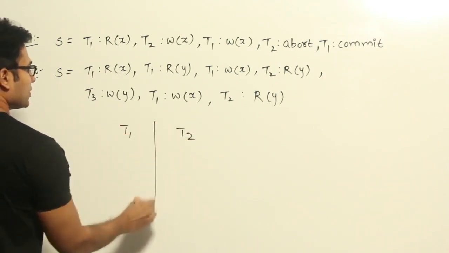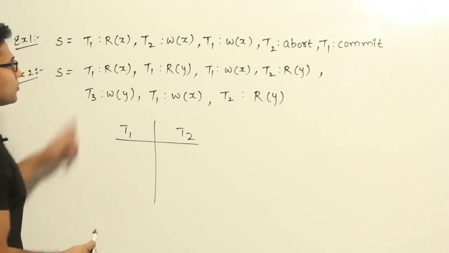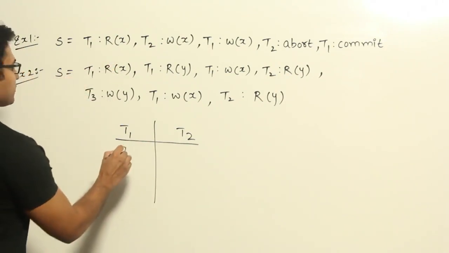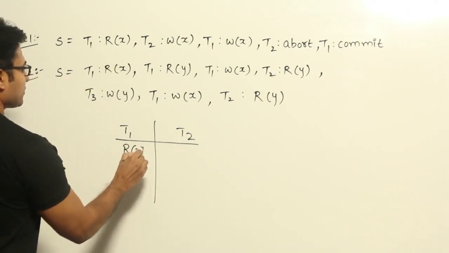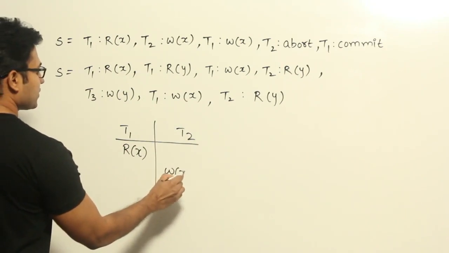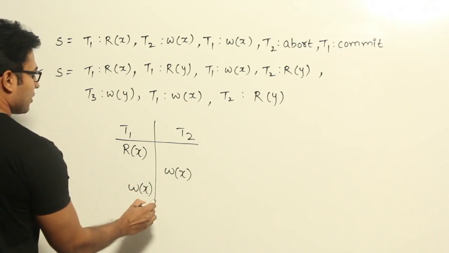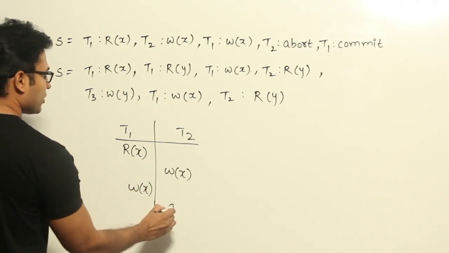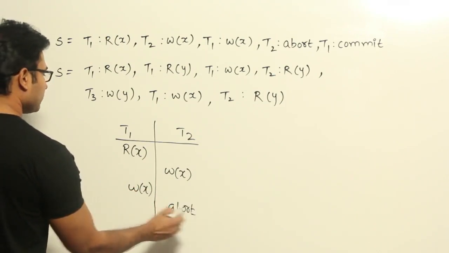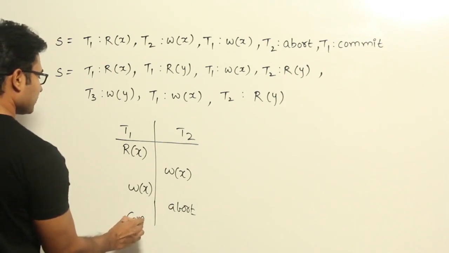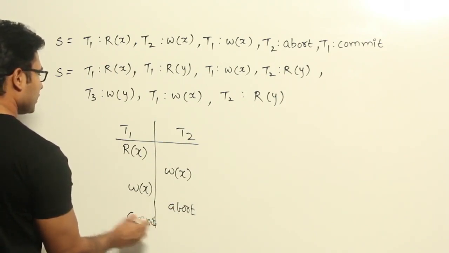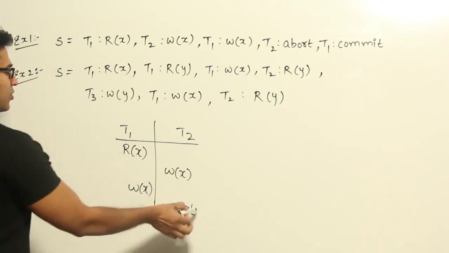Now the tabular form is, for the first example there are only two transactions. So one transaction is first reading, read x, another transaction is writing, write x, and the other transaction is writing, write x, and now here there is abort, and here there is commit. Right, now this is aborting.